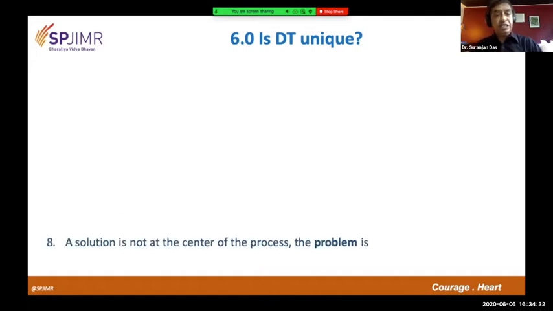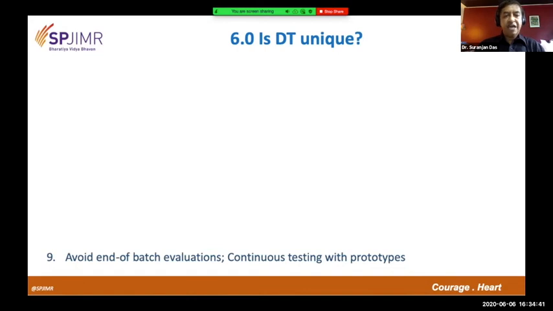Falling in love with a solution, I say, is important. So we said in design thinking, we don't fall in love with the solution, we fall in love with the problem. And avoid end of batch evaluations. Continuous testing is very important.